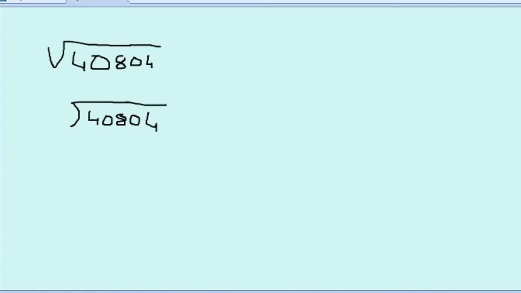This is 40804. Now we will split the numbers in two from the right side. First will be this pair, second will be this pair, and now remaining is 4. So 4, I can easily say 2 into 2 is 4. 4 minus 4 is 0. Okay, now I will bring these two numbers here, 0, 8.